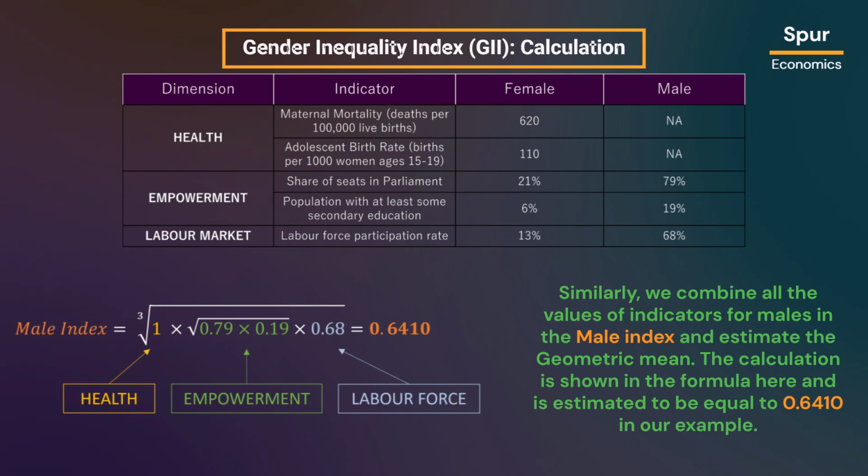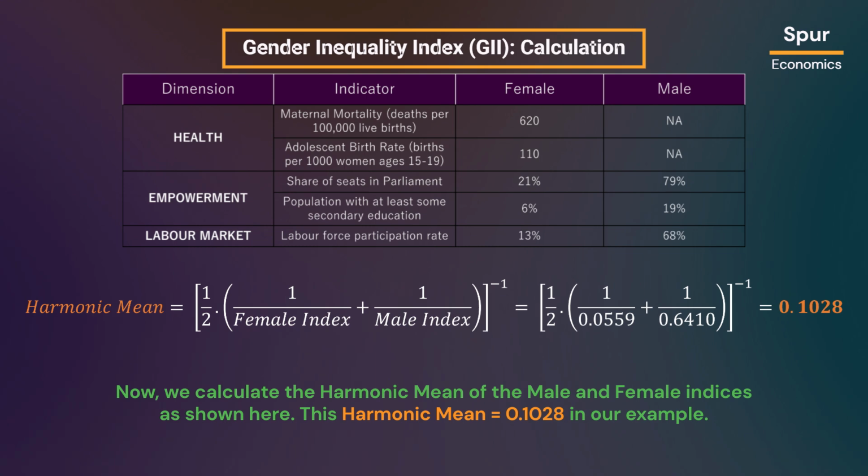Similarly, we combine all the values of indicators for males in the male index and estimate the geometric mean. The calculation is shown in the formula here and is estimated to be equal to 0.6410 in our example. Now, we calculate the harmonic mean of the male and female indices as shown here. This harmonic mean is equal to 0.1028 in our example.